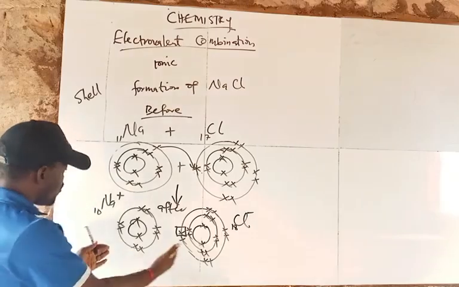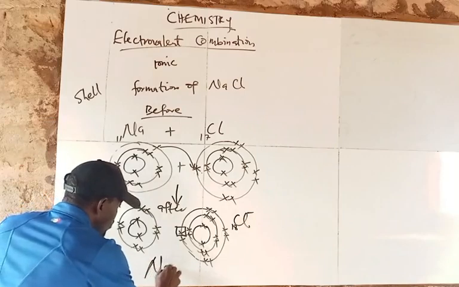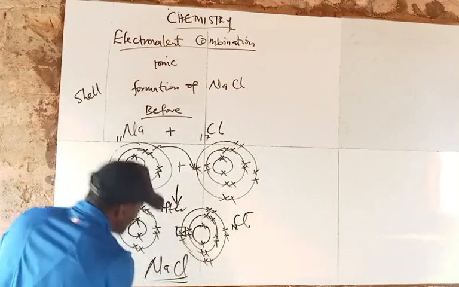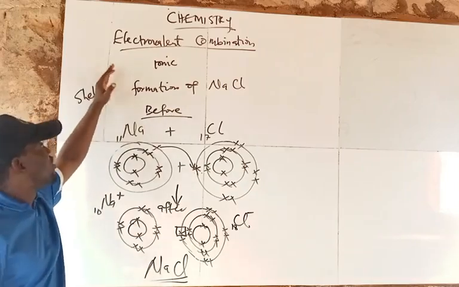So this is how sodium chloride is actually formed. This is the formation of sodium chloride using electrovalent combination.